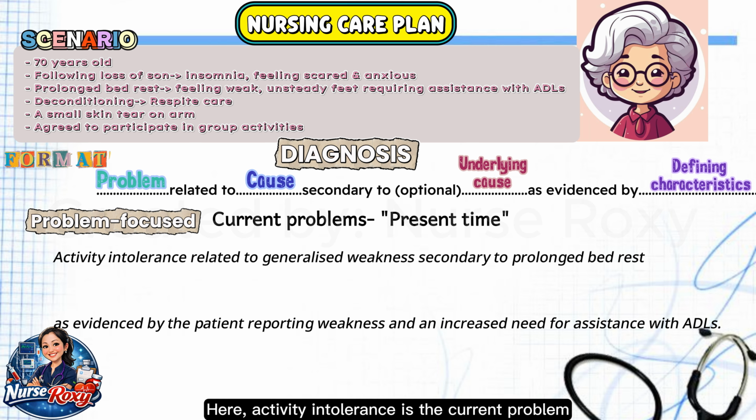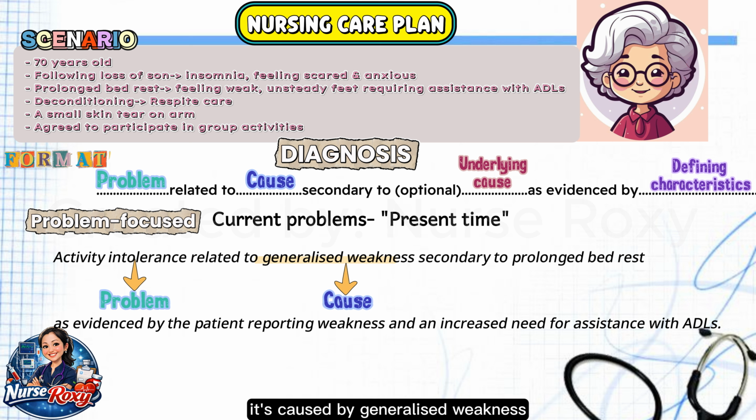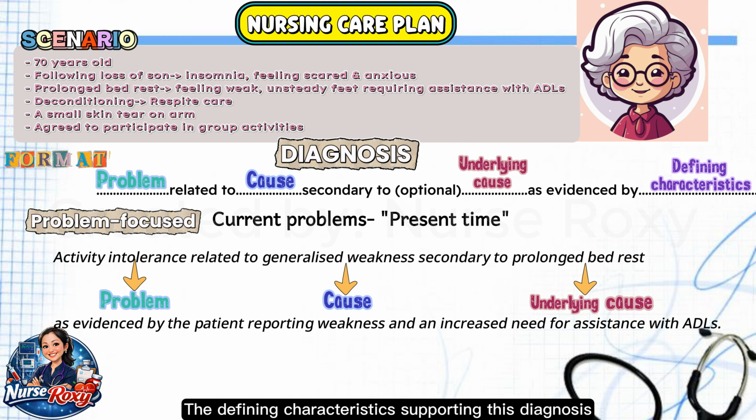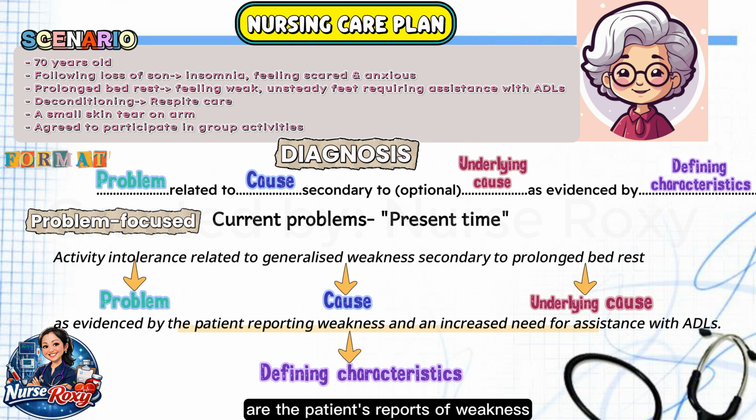Here, activity intolerance is the current problem. It's caused by generalized weakness, which is the result of prolonged bed rest, leading to muscle strength loss. The defining characteristics supporting this diagnosis are the patient's reports of weakness and her increased reliance on help with ADLs. Together, these show that she's struggling to tolerate activity and perform daily tasks independently.